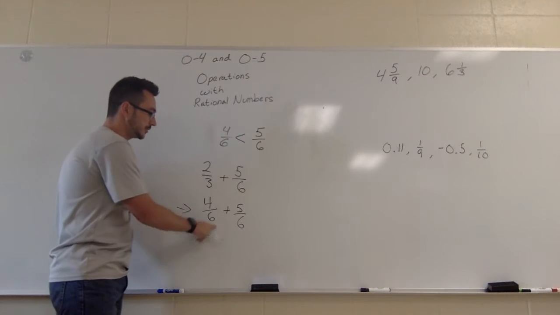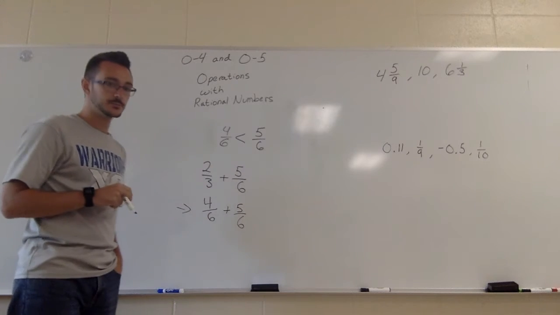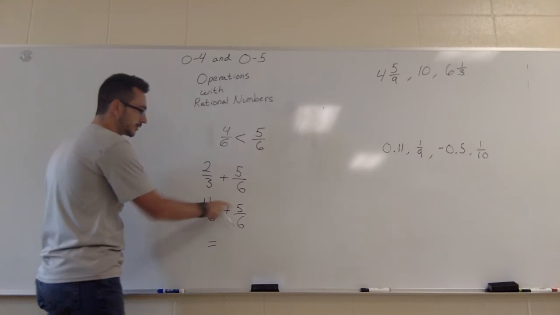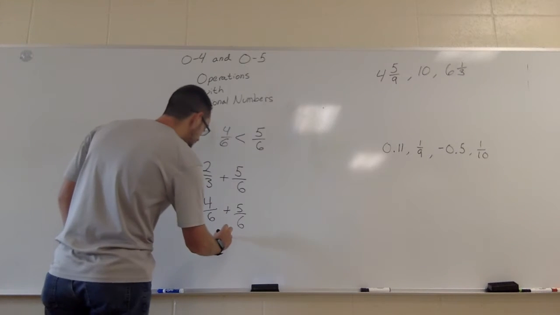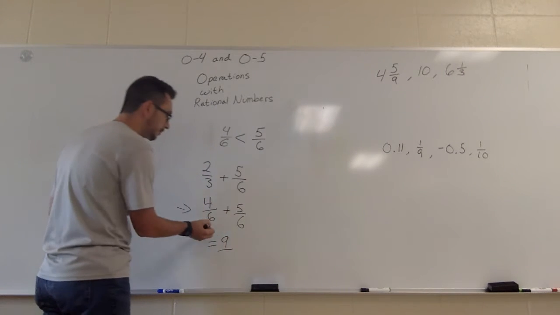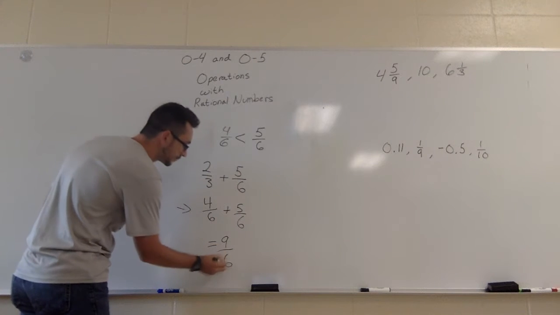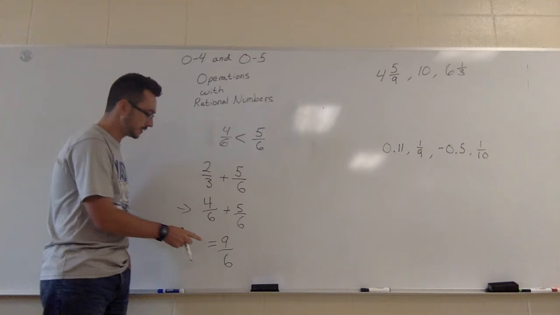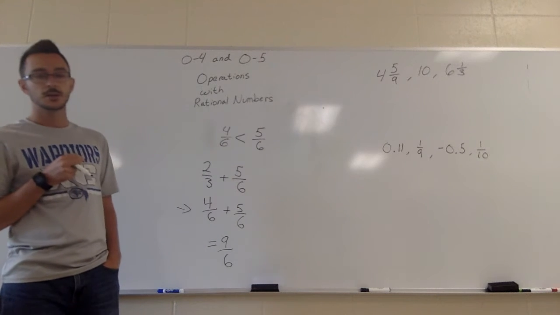When these are the same, I can just add across the top, and I'll know that 4 plus 5 is 9, and then the bottom number stays the same. So if I have 4/6 and I add on another 5/6, now I have 9/6.